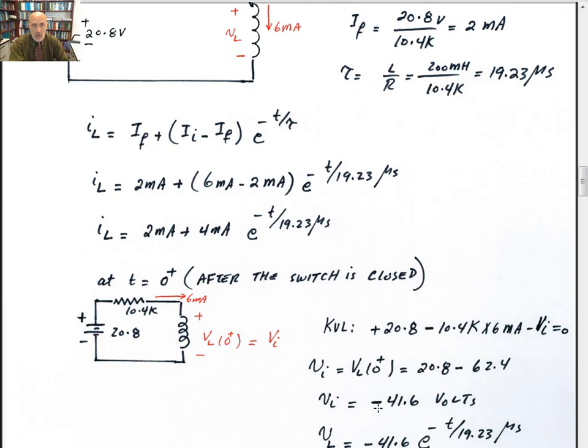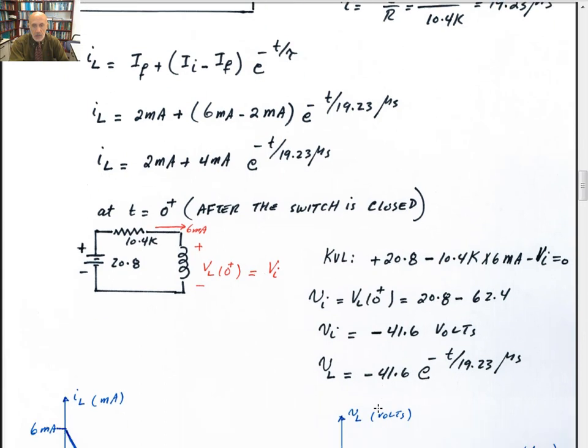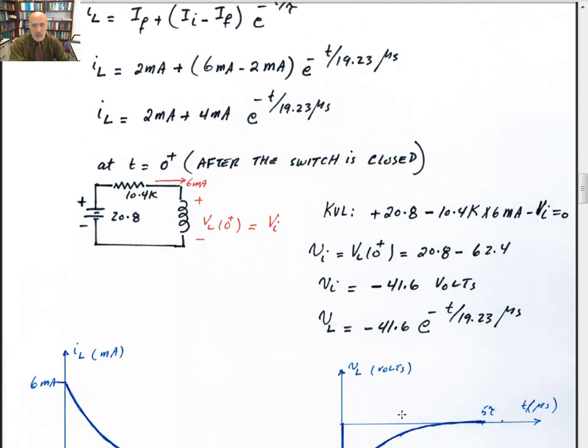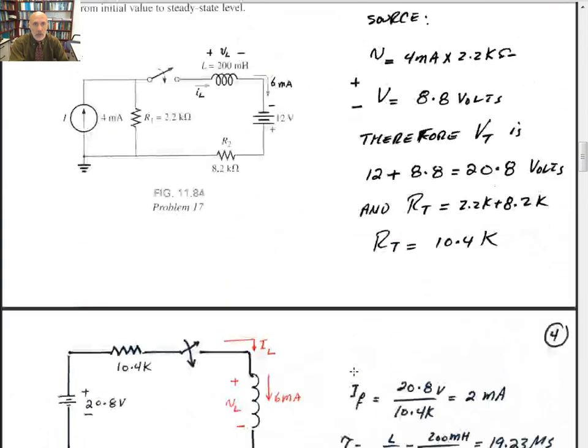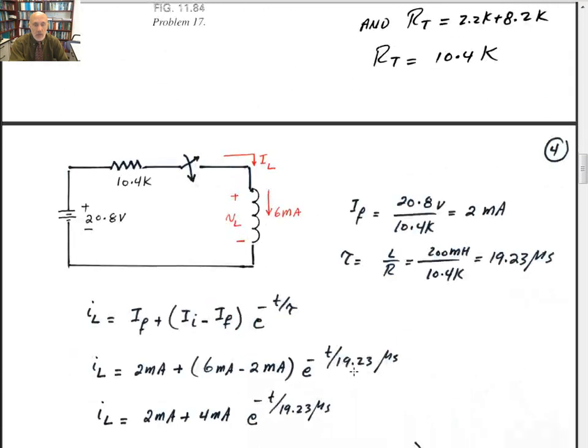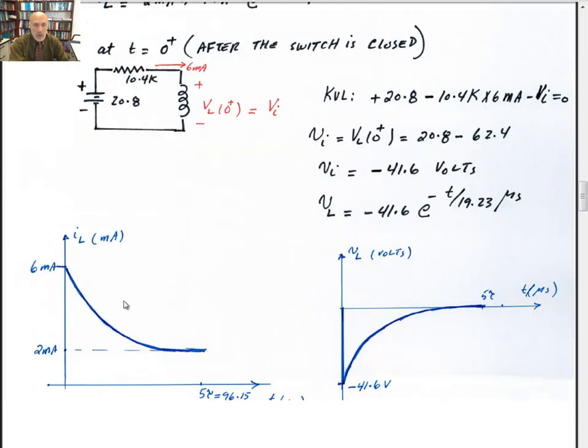So as soon as you close the switch, the voltage across the inductor will go down to minus 41.6 volts, and then it will go up to 0 after 5 time constants. So that's the equation for the voltage, that's the equation for the current, and it says sketch the waveform for both of them. The current was 6 milliamps initially, so it's like that until t is equal to 0. Close the switch, it will drop down to 2 milliamps after 5 time constants, which is 96.15 microseconds. The voltage was 0, will drop down to minus 41.6 volts, and then after 5 time constants, will go to 0.